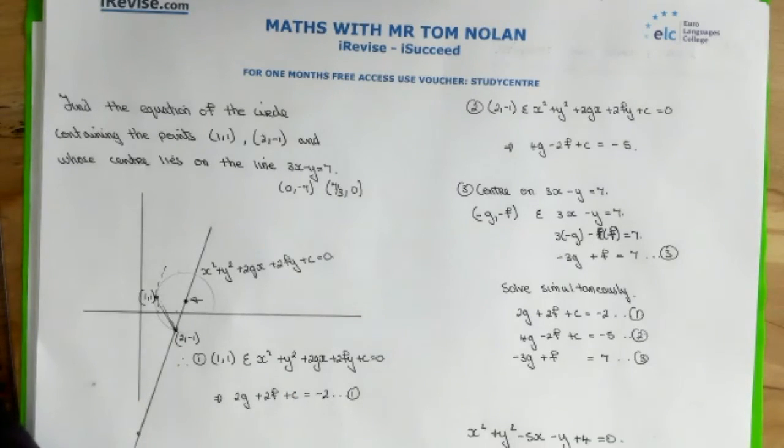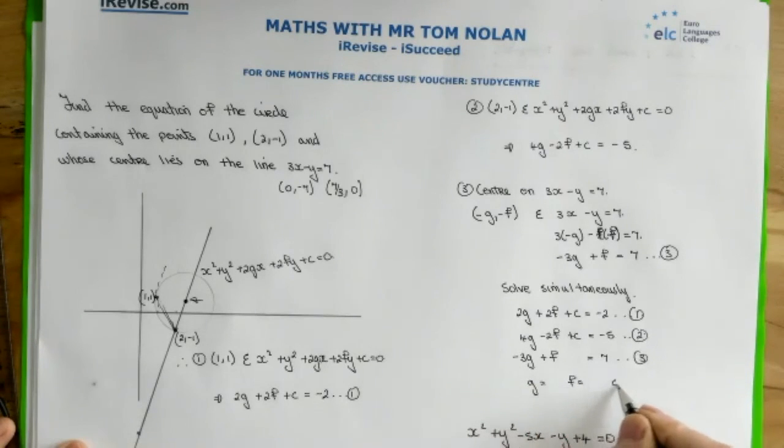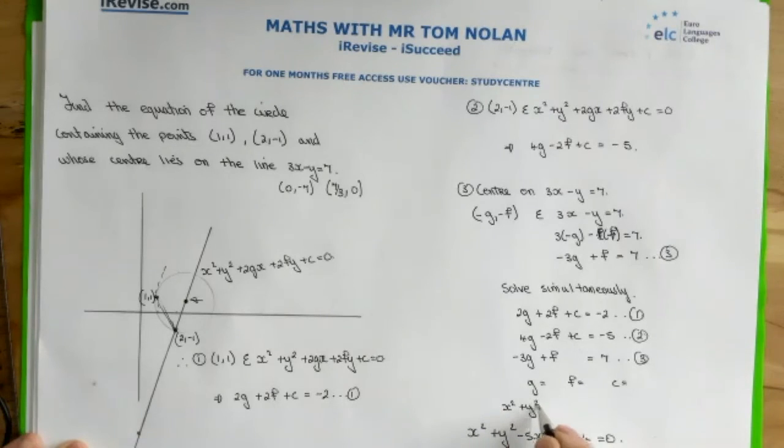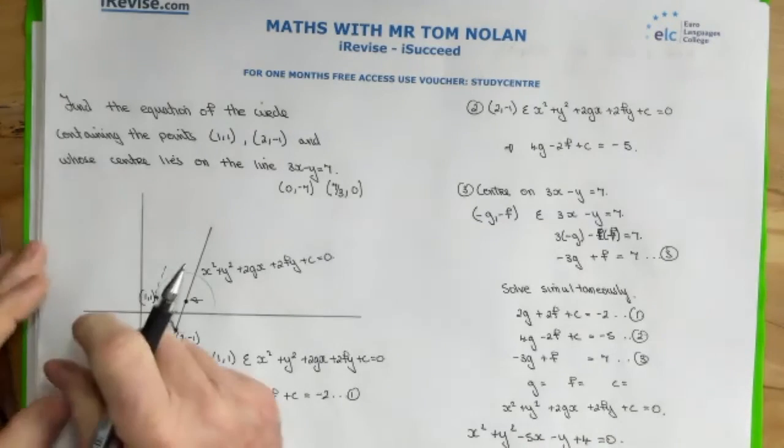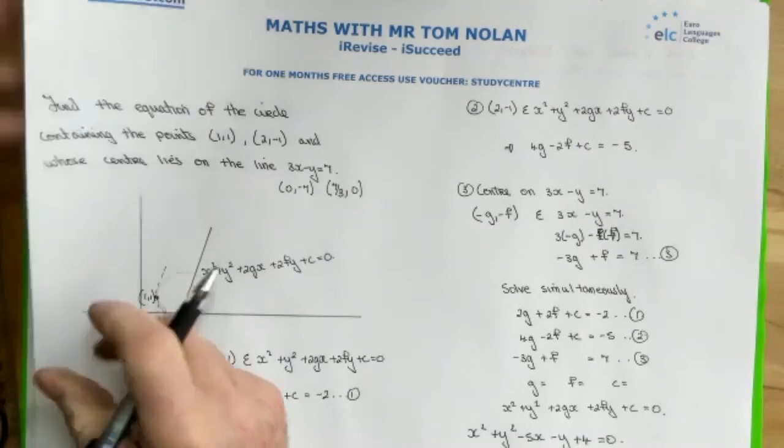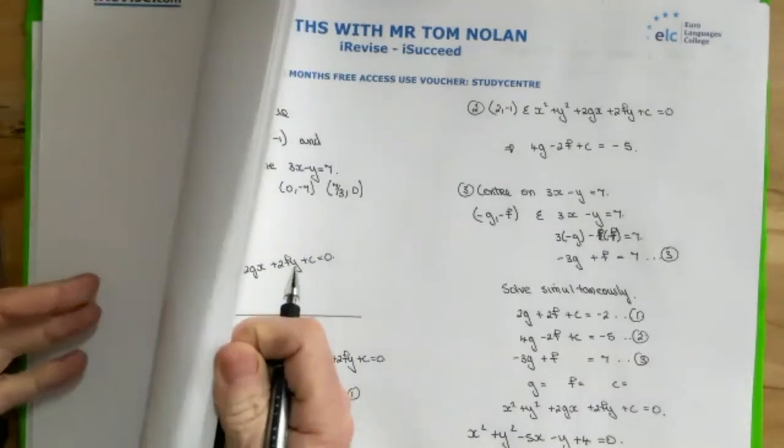All right. And where I get this in the end is I solve for g. I know f. I know c. So the equation is x squared plus y squared plus 2gx plus 2fy plus c equal to 0. So that's the first part of getting equations, forming equations, getting the equation of a circle.